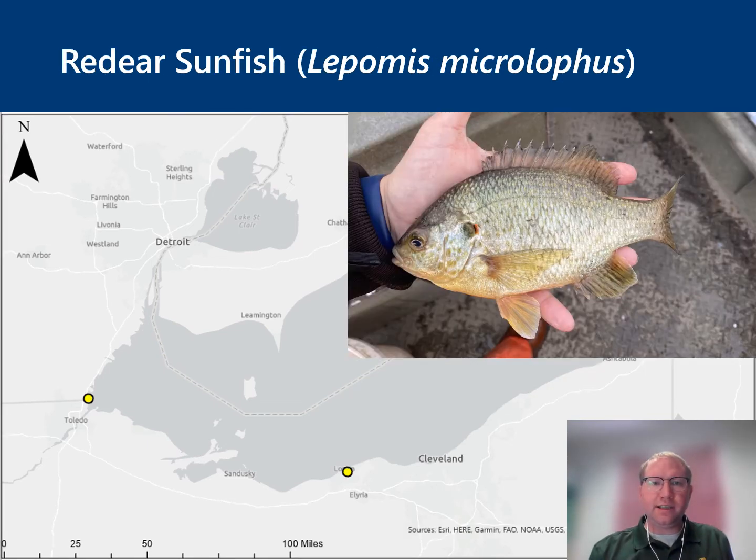The second species of note is red ear sunfish. 2 adult individuals were captured, 1 in the Black River area, Lorain, Ohio, and 1 in Maumee Bay over here. Red ear sunfish are native to the southern states and not native to the Great Lakes region, but they have been captured before by Ohio DNR and are found across Ohio as stocked fish. So this is unlikely to be a threat.